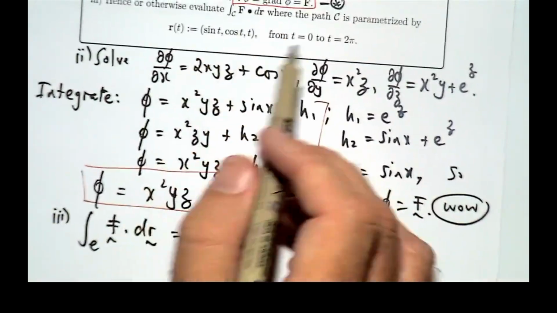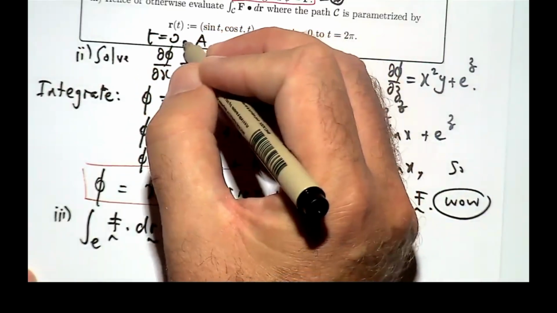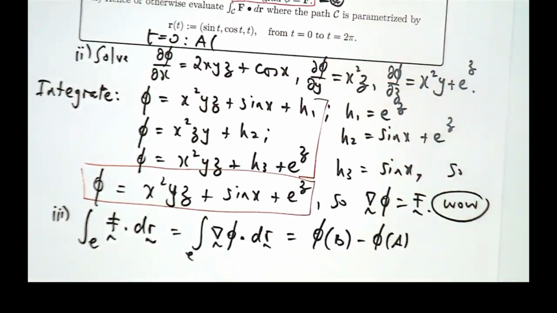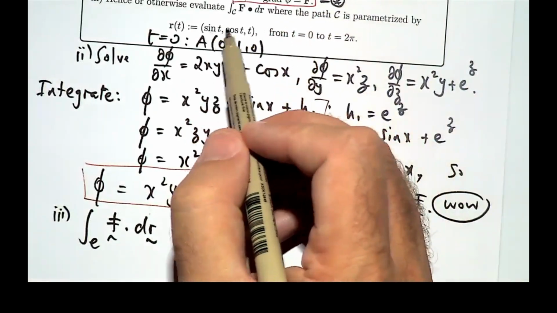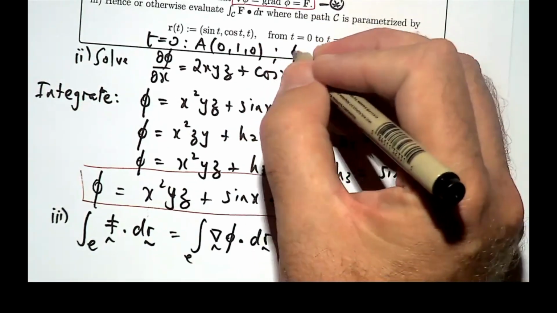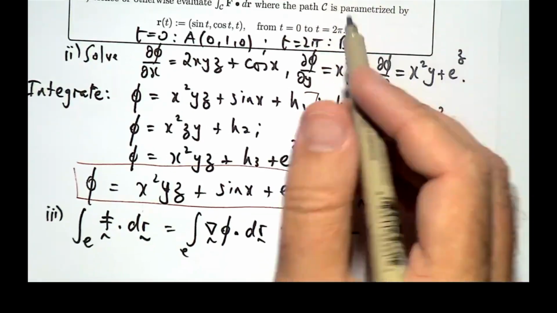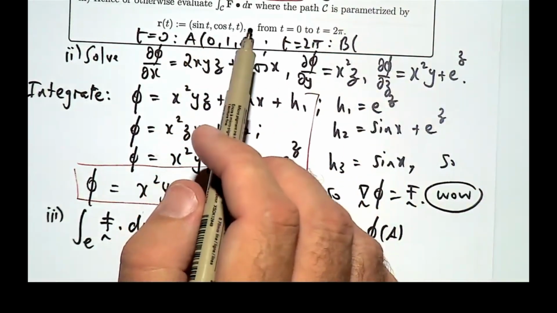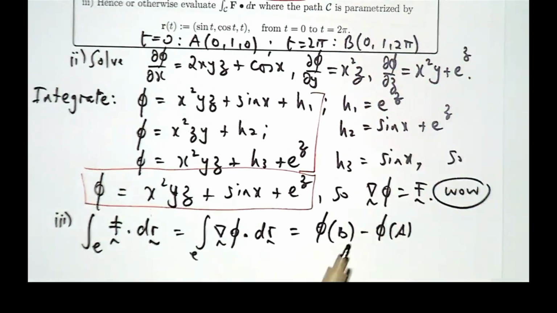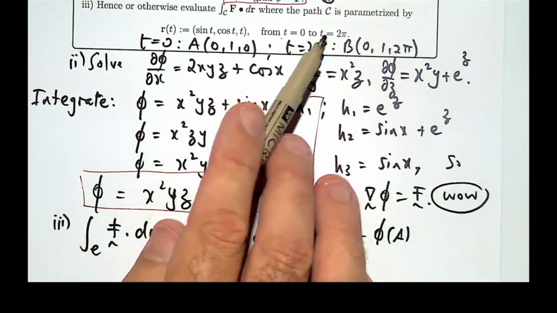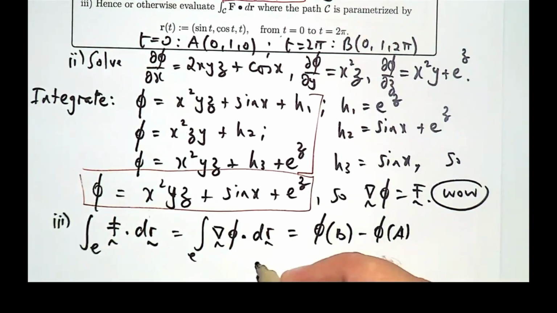So if we go back to our curve, if I just sub in t equals 0, I'll get 0, 1, 0. And at the other endpoint, t equals 2 pi, I'll get 0, 1, 2 pi. So that's what I'm talking about. I'm talking about the starting point and the ending point when I'm talking about the point B and the point A.